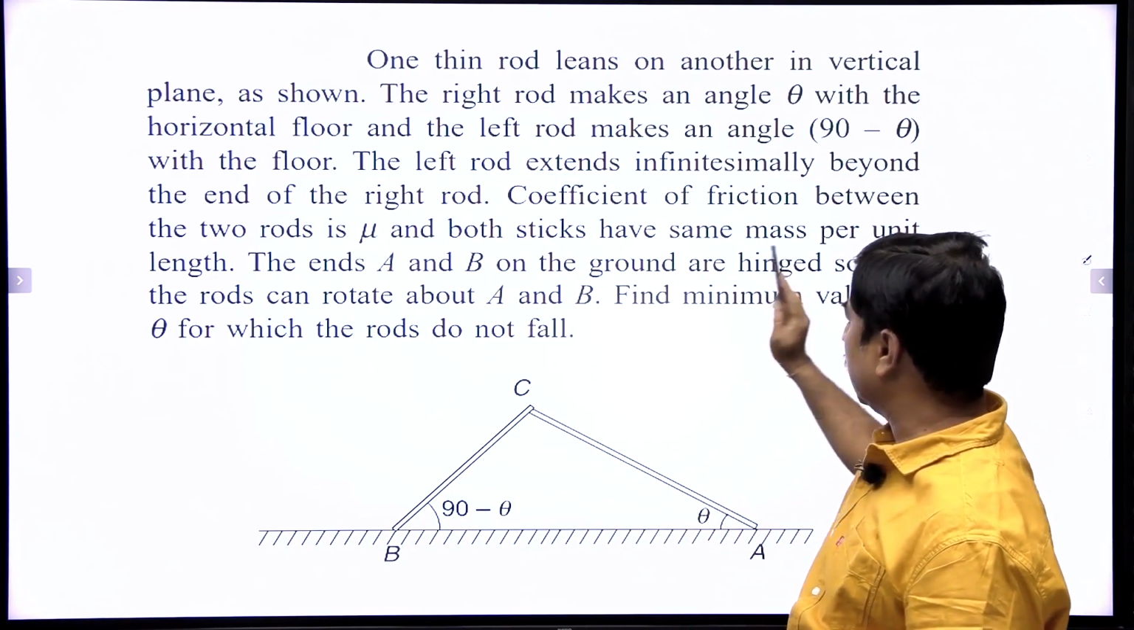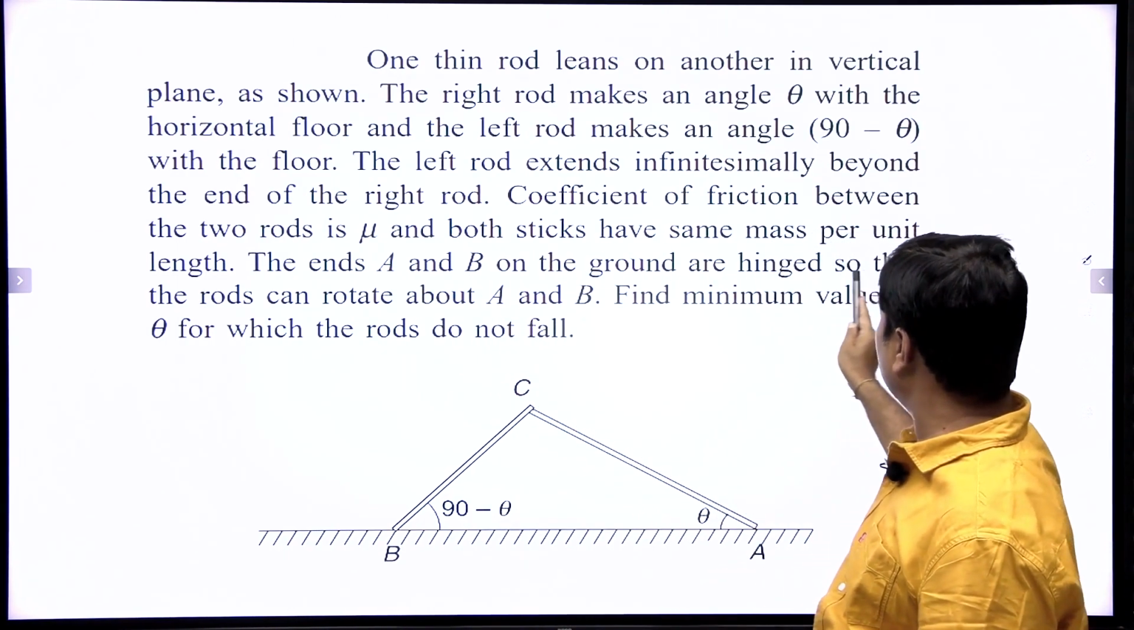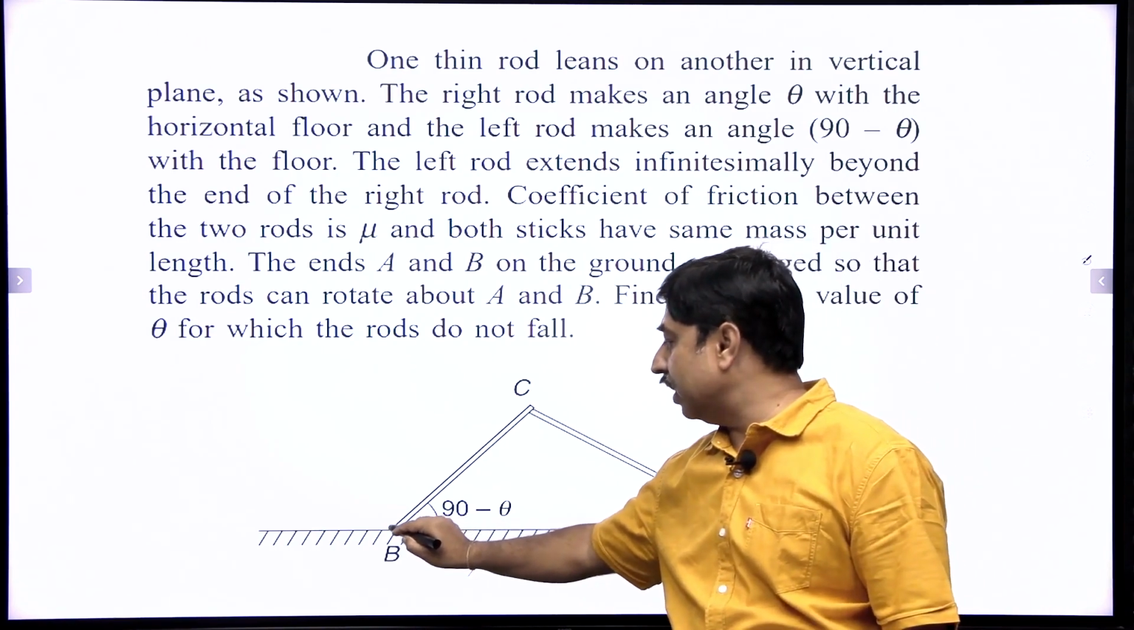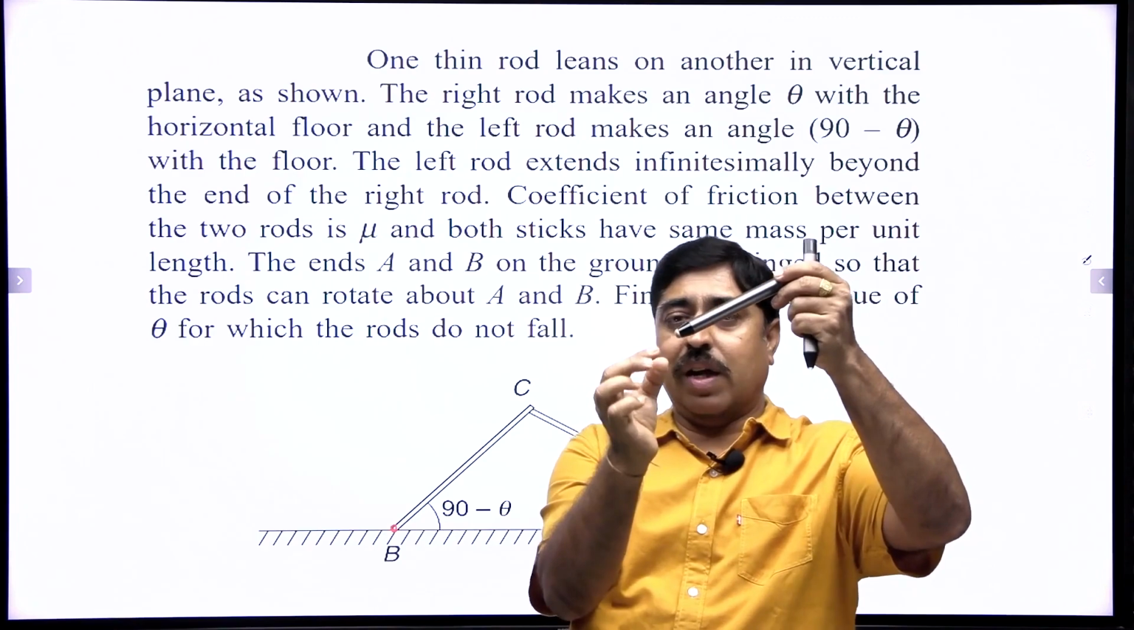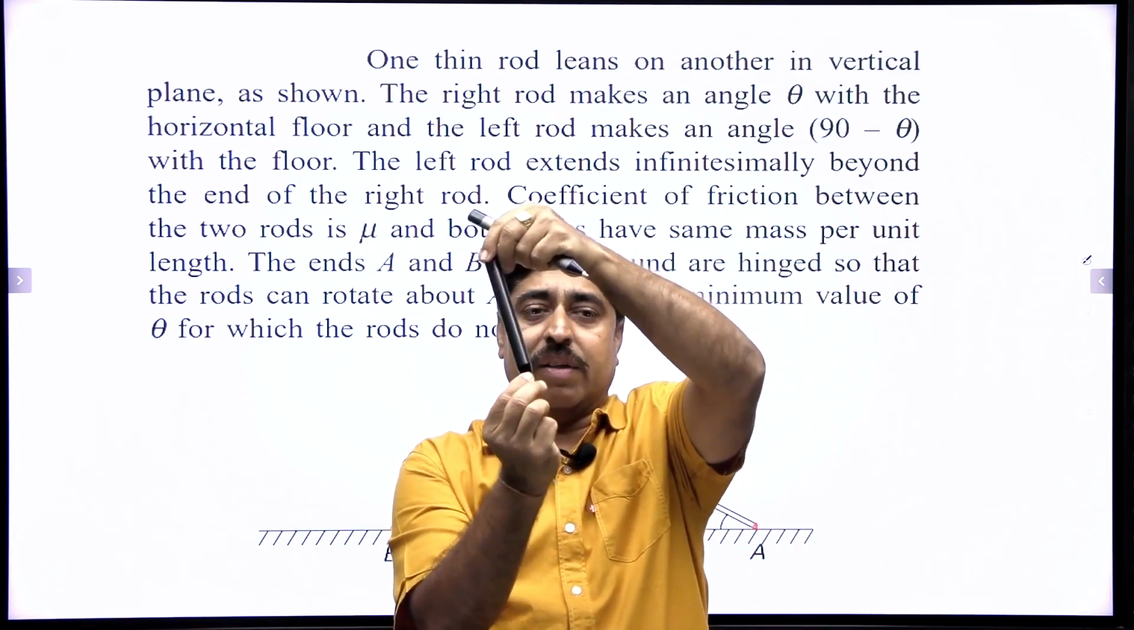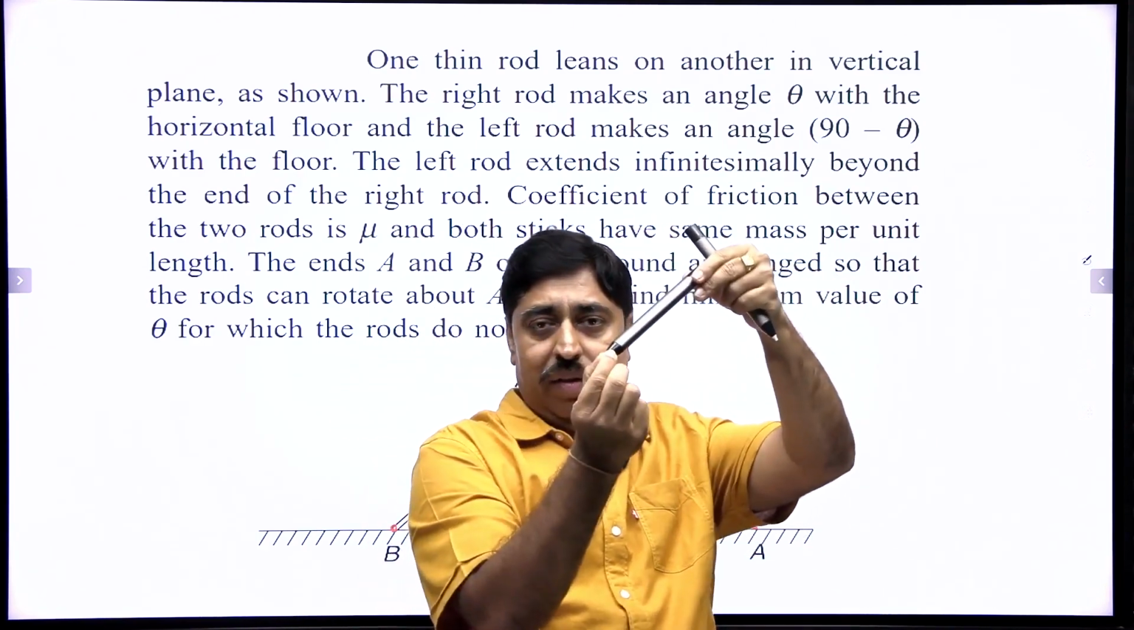Both these sticks have the same mass per unit length. The ends A and B on the ground are hinged. These two ends are hinged. They are not free. They are hinged. That means these two rods can rotate about the hinge point like this in the vertical plane, but they cannot move like this. This is hinged.